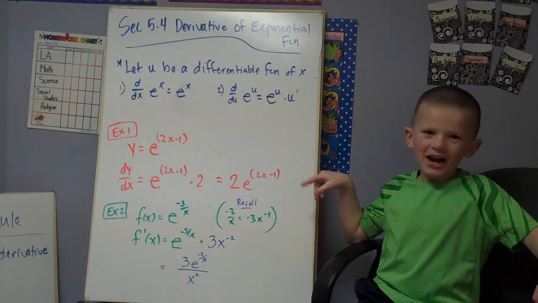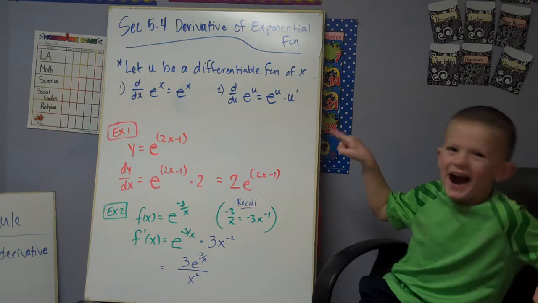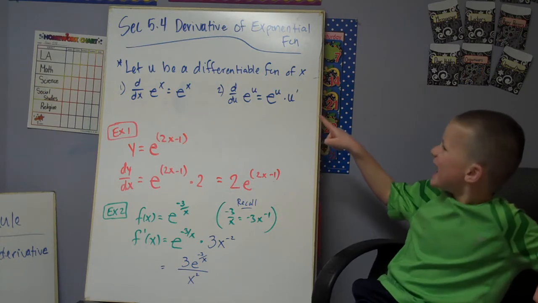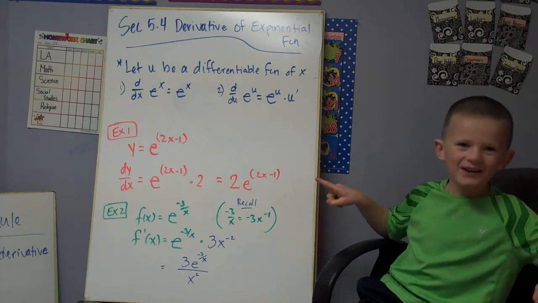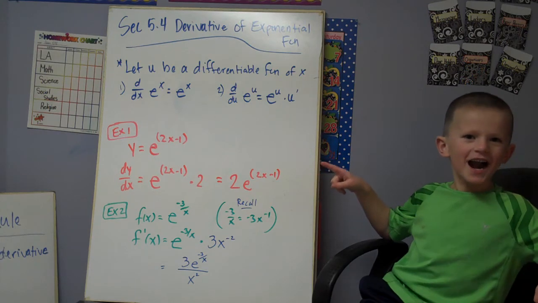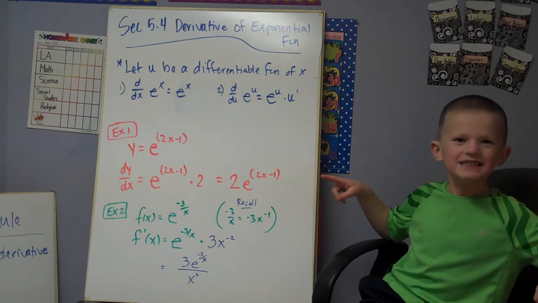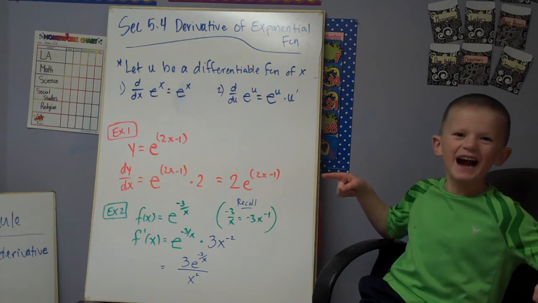Today we're going to be talking about section 5.4, derivatives of exponential functions. It's going to include a little bit of chain rule that we've talked about so far. You'll see some examples where we just take a derivative of the exponential function, some chain rule involved, product rule, quotient rule. It's going to be a good time.